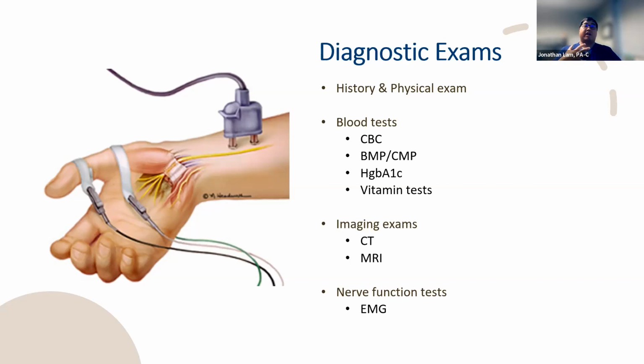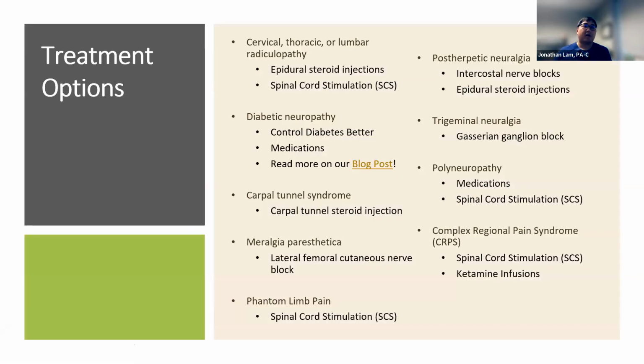So once we get through the diagnostics, there are a lot of treatment options. Ultimately, the overarching umbrella is to treat the underlying cause. You have different types of treatments for all these different types of neuropathy, and each one targets different nerves. Each one even targets a different type of pain.